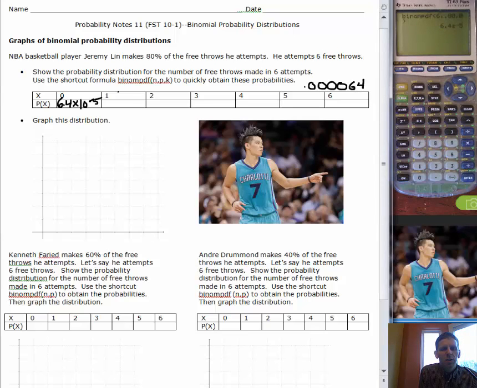What I'd like you to do is use the same kind of formula, find the probabilities for him making 1, 2, 3, 4, 5, or 6 free throws, graph the distribution, pause the video, and we'll see how you did in just a moment.